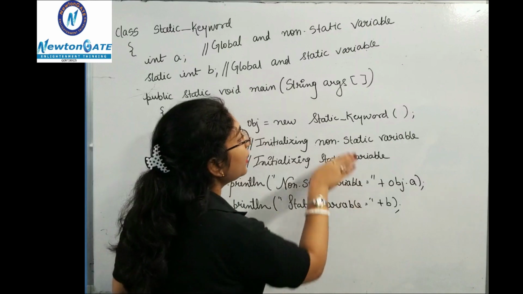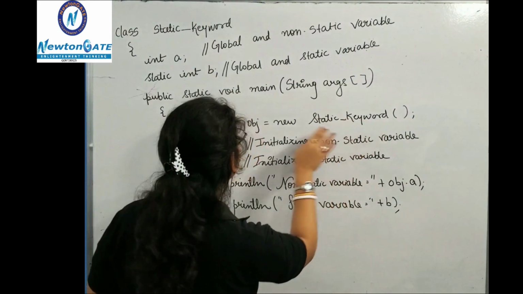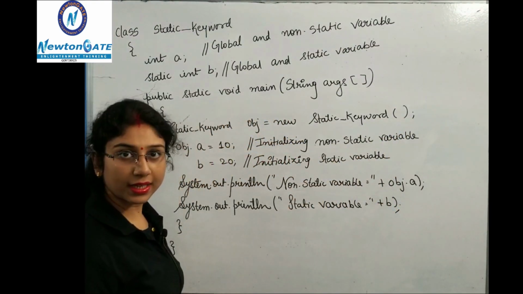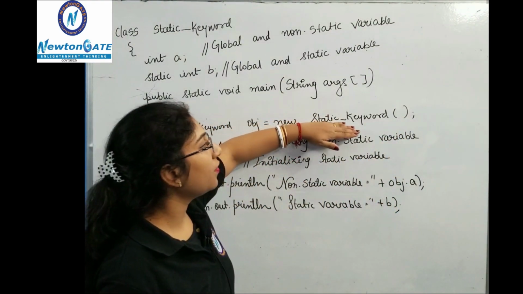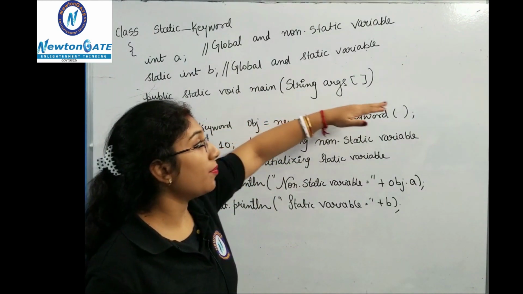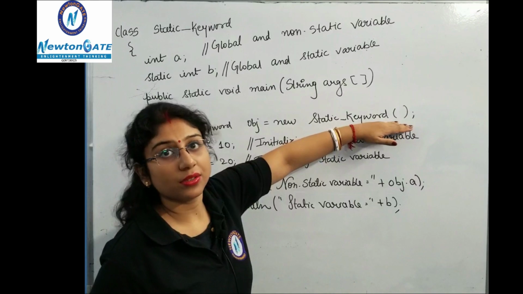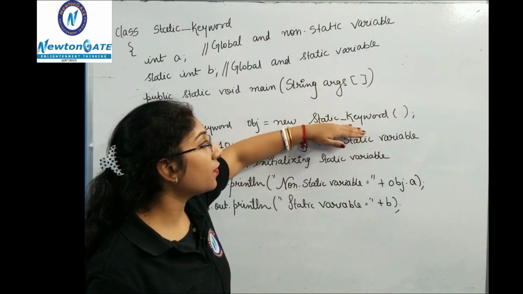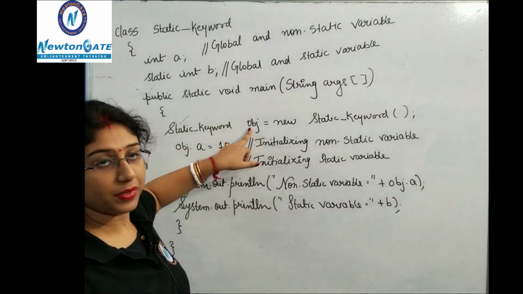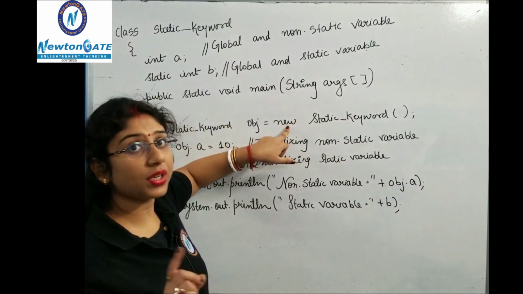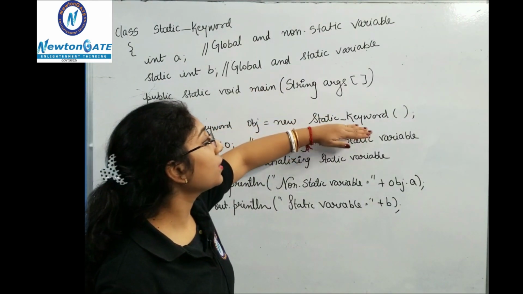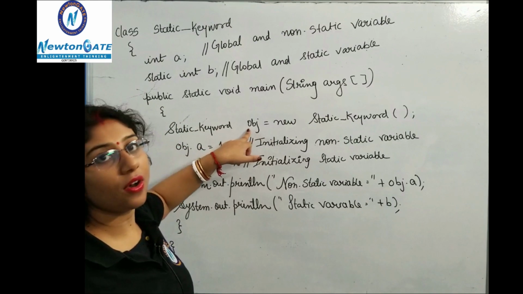Now next is static keyword. Again I have written the same thing, but here you can see I have put the brackets also. So here this static keyword is not a function now. Now it will be treated as a constructor, because we have used these brackets. Now what is the task of the constructor? The task of the new operator is to create as well as allocate memory for the object, and the task of the constructor is to initialize the object.